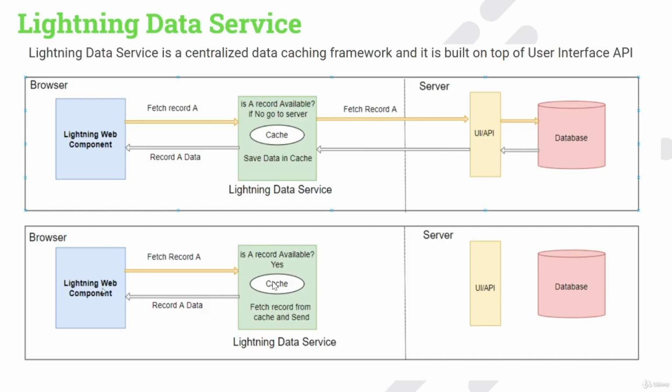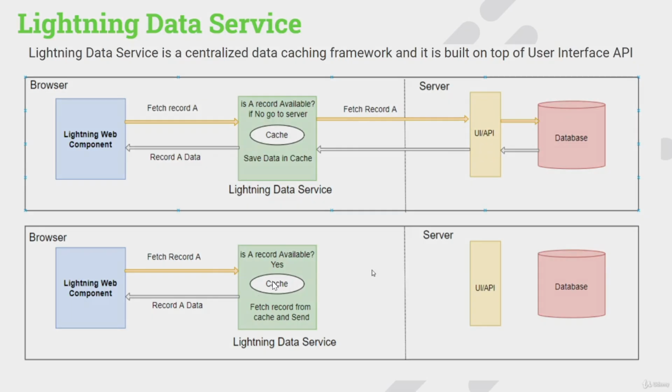Our Lightning Web component gets the data. Now if you see, the benefit of Lightning Data Service here is that it saves the server call again and again. It does not need to make a network call. It reduces our network calls. It will be fast, right? It immediately fetches the data from the cache and updates the Lightning Web component.